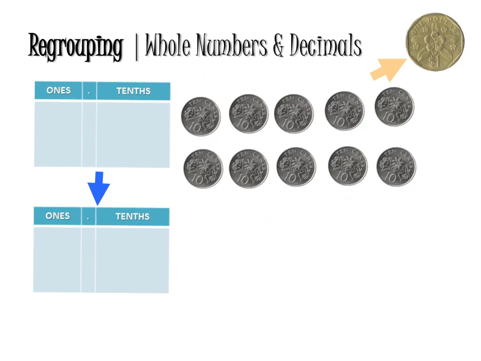So let's use money to help us understand how we regroup tenths as well. So I have 10 10-cent coins here. Each 10-cent coin represents 1/10.